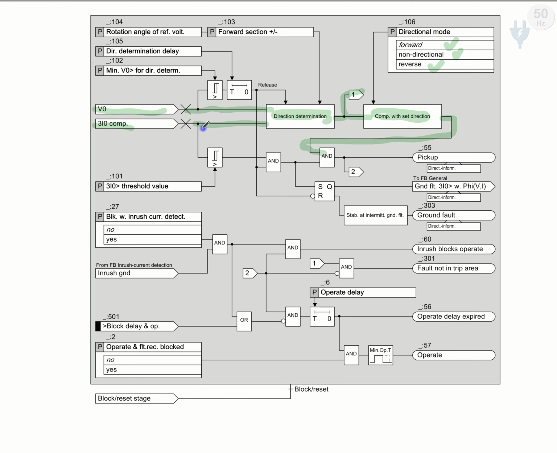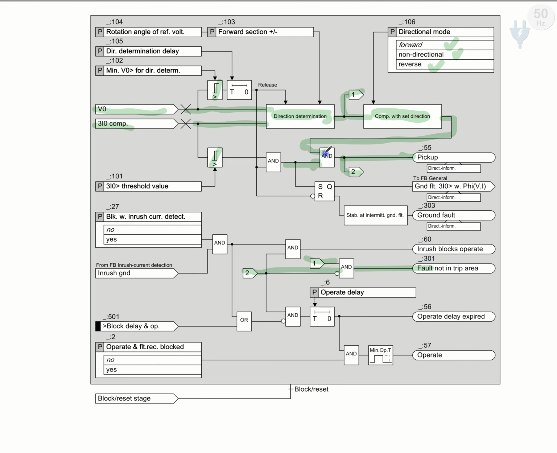This AND block is fed from the threshold values. If it passes the threshold values, here are the threshold of zero sequence voltage and the threshold of zero sequence current. Then it is supplied to the pickup. Another part of the pickup goes to block number 2. This is block number 1 and number 2, related to a fault not in a trip area.